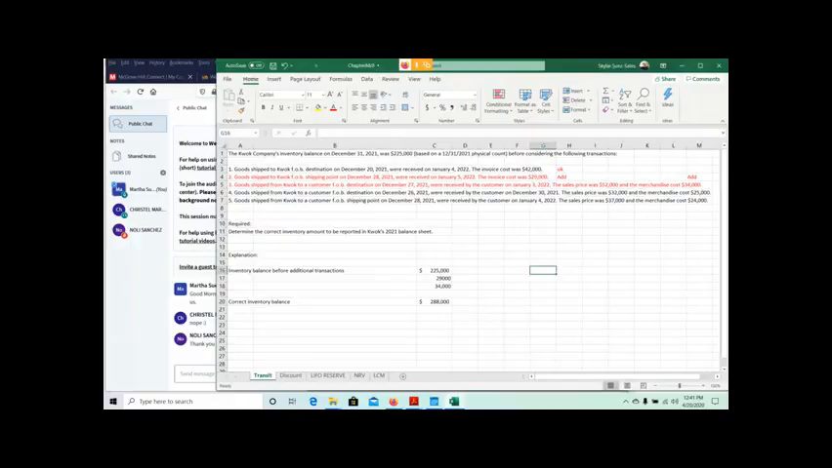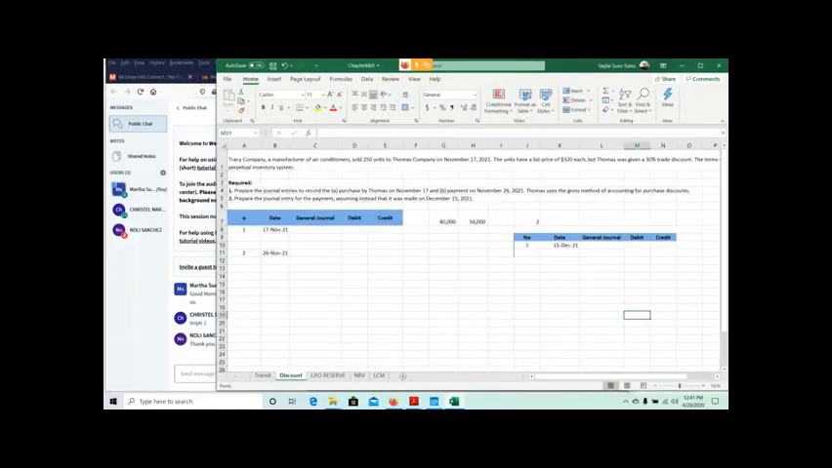Okay, so moving along. The next one is the discount, and we were introduced to two methods, the gross method and the net method. So this example deals with the gross method, and we also have a sales discount and a trade discount. I wanted to briefly explain the difference between the two.